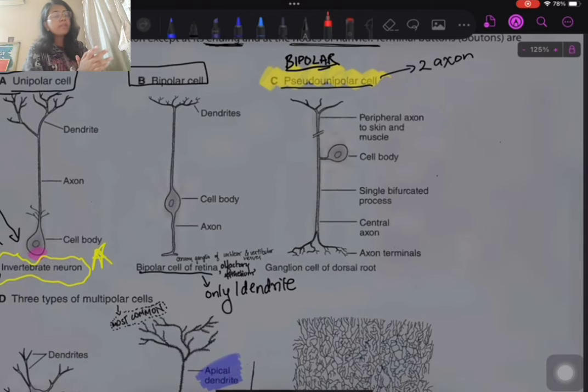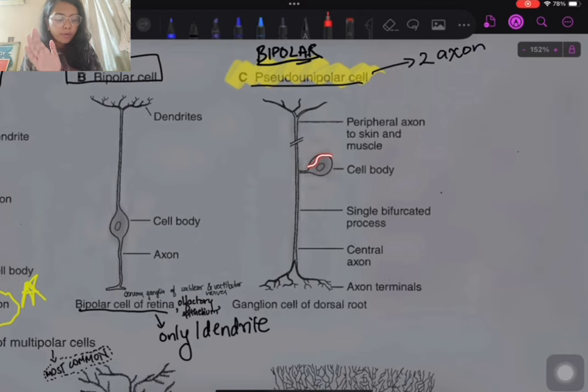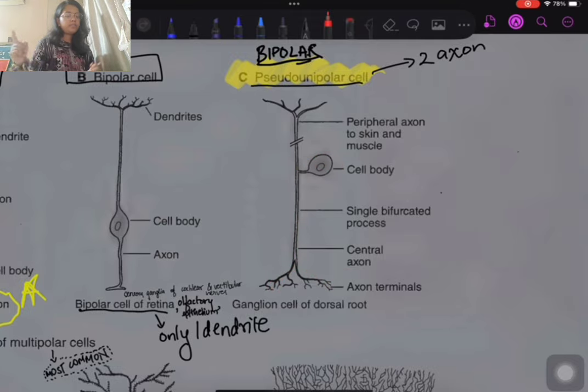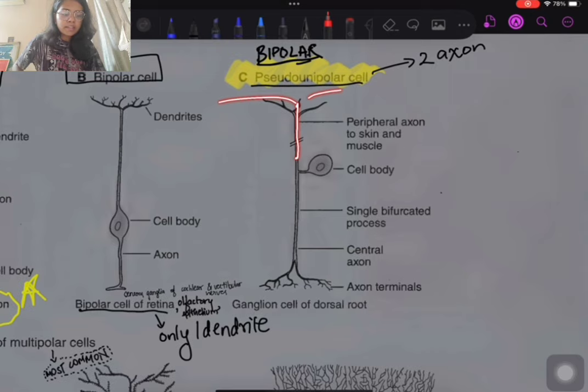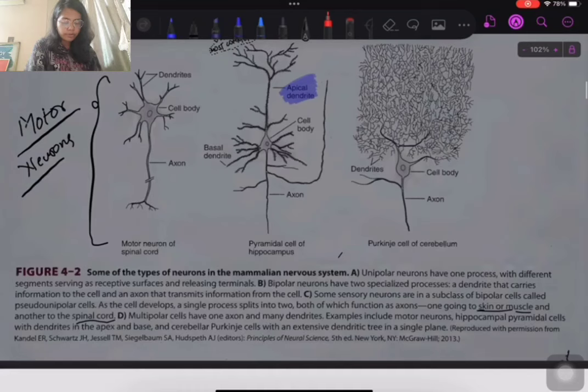Next is pseudounipolar. Pseudounipolar is a subdivision of bipolar, not unipolar, because what you see in pseudounipolar is there is a cell body, there is a central axon which will be divided into two axon terminals. Okay, so yeah, and there is this peripheral axon to the skin and muscle. But what is important is in pseudounipolar you will be having a central axon which will be dividing again into two axons. Present in the ganglion cell of the dorsal root.